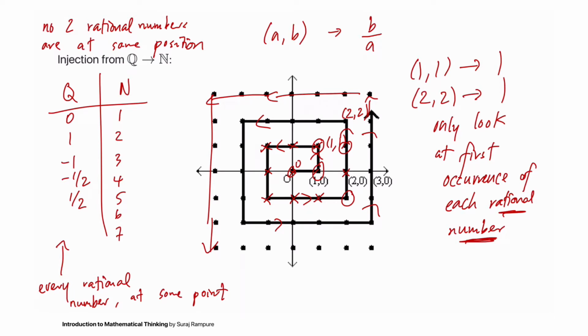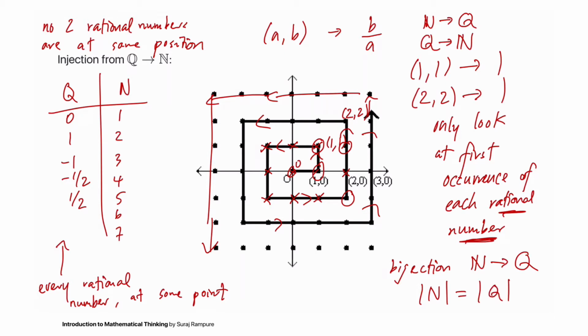Okay? So we found an injection from the naturals to the rationals. We found an injection from the rationals to the naturals. This implies that there's a bijection between these two sets, implying that their cardinalities are equal, implying that the rationals are countably infinite.